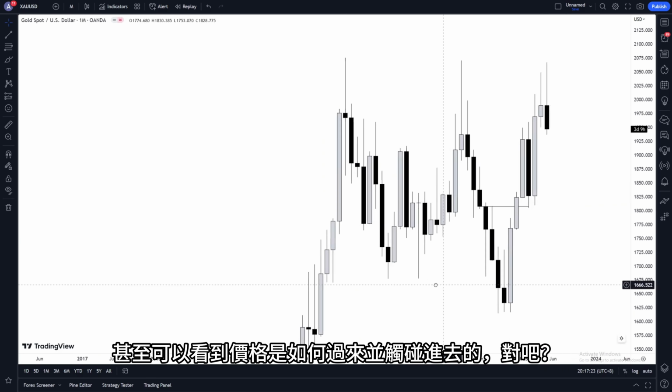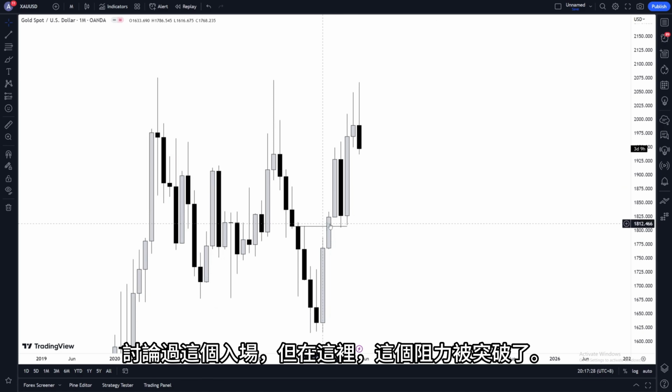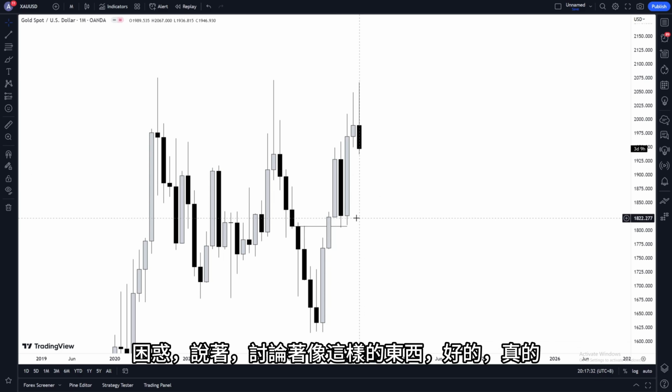You can even see how price came and tapped in, right? We talked about this entry as well in a previous breakdown, but over here this resistance gets broken. Now, there's been a lot of confusion in the comment section, so it's really good that I'm bringing this up.